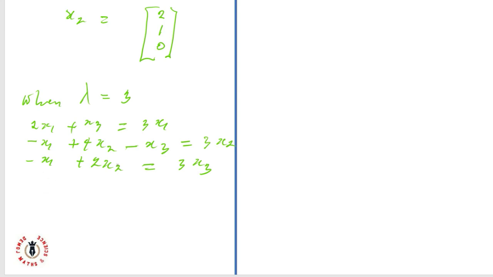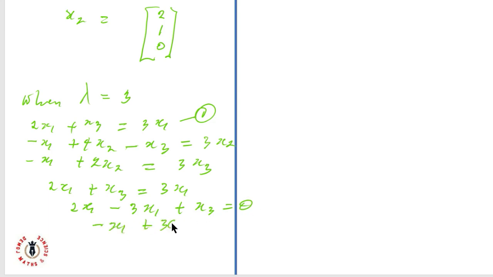Now we can see that from equation 1, let's pick our first equation, 2x1 plus x3 is equal to 3x1. Let's collect like terms. We'll say that 2x1 minus 3x1 plus x3 is equal to 0, so that this is minus x1 plus x3 is equal to 0. Obviously, x1 is equal to x3. If x1 is equal to x3, what happens to x2?